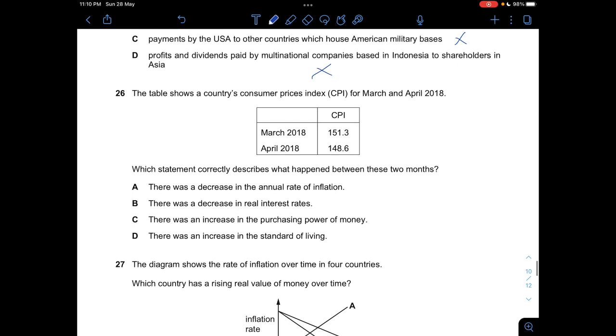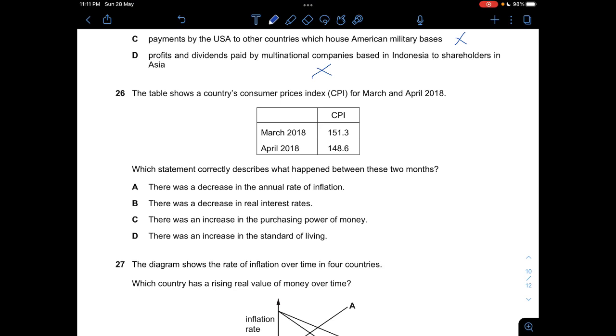Question 26, the table shows the country's consumer price index for March and April 2018. So the CPI in March 2018 is 151.3 and April 2018 is 148.6. So this means that there's an increase in the purchasing power of money. It doesn't necessarily mean that, this means that there is deflation.